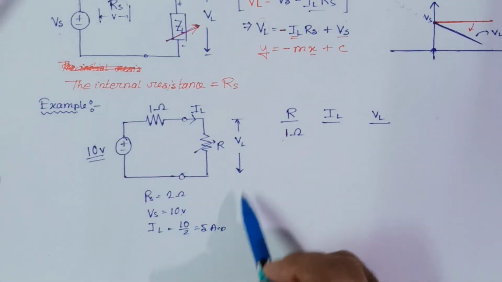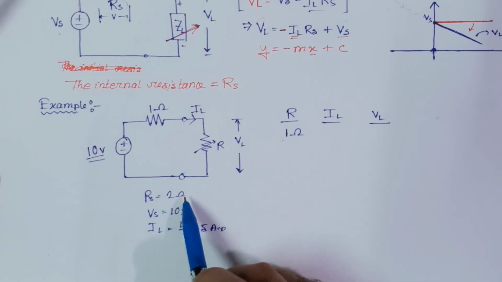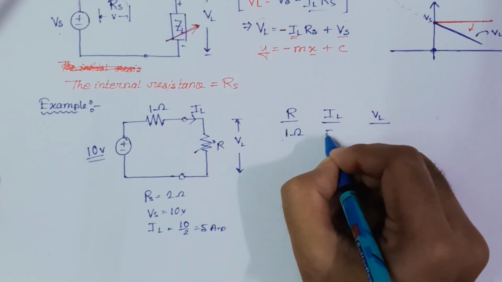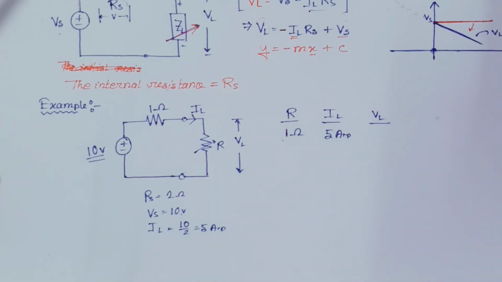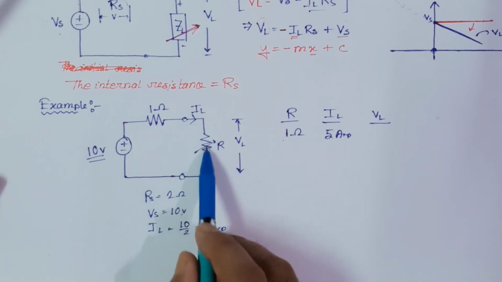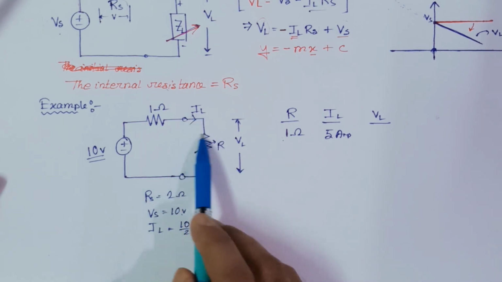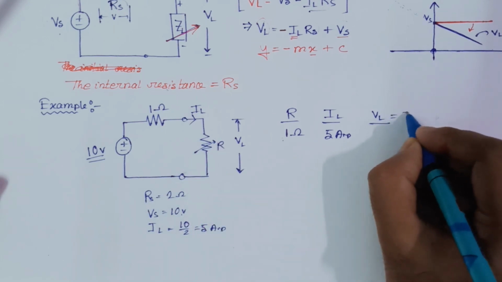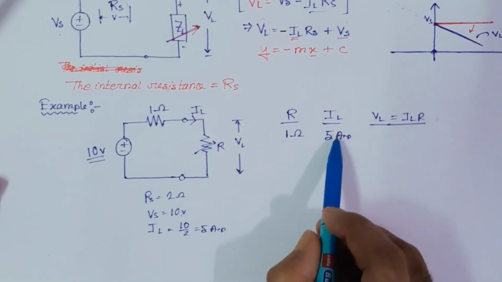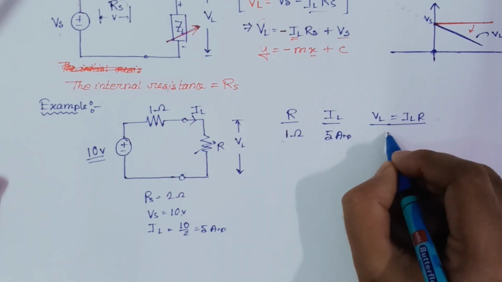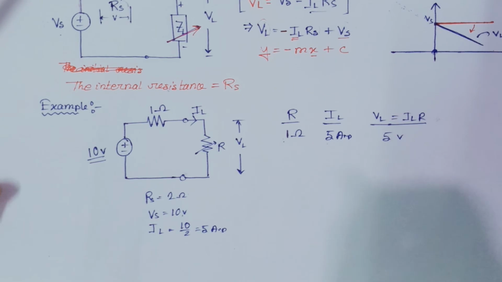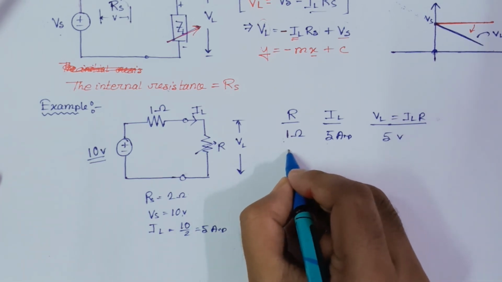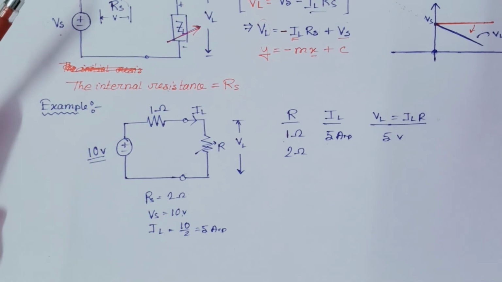So when the load resistance is 1 ohm, the total resistance of the circuit becomes 2 ohm. And when the total resistance is 2 ohm and the source voltage is 10 volt, the load current becomes 5 ampere. Now you calculate, when the load current is 5 ampere, what will be the value of VL? See, VL is nothing but the current through this element R, IL into R. So VL equals IL into R. What is the value of IL? It is 5. And what is the value of R? It is 1. So 5 into 1 means 5 volt.